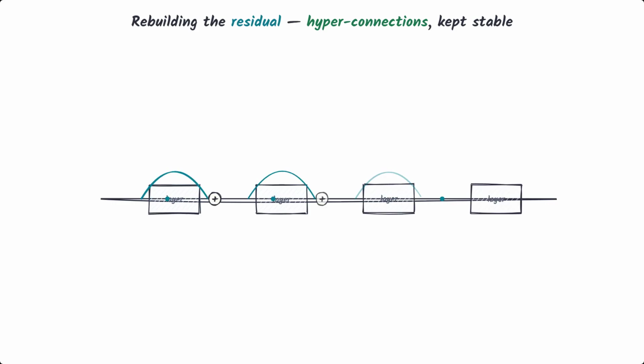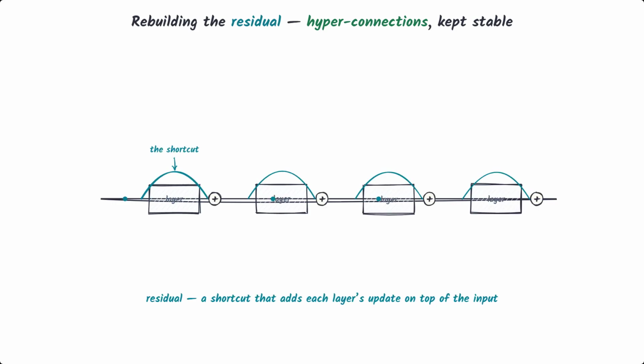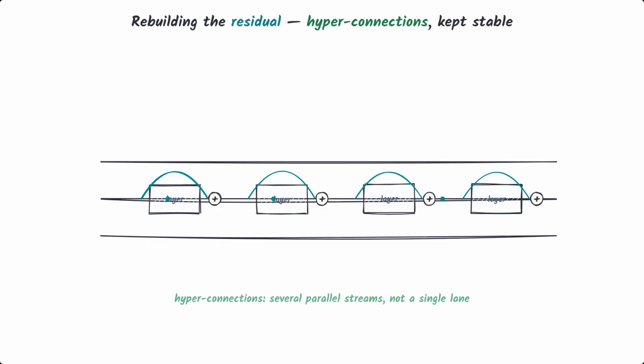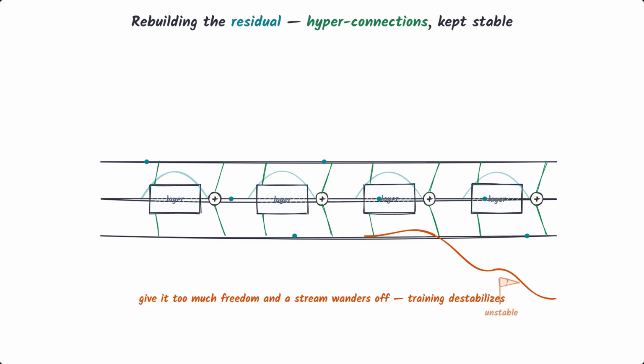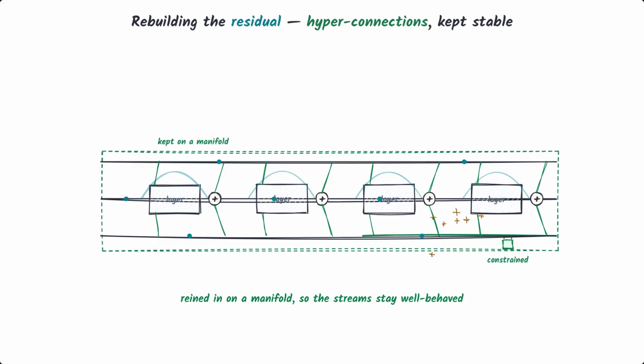The second upgrade is quieter, but clever. It rebuilds the residual connection. Every deep network leans on residuals, the little shortcut that lets a layer add its update on top of the input, so signals and gradients flow cleanly through hundreds of layers. V4 replaces that single shortcut with hyperconnections. Instead of one stream running through the network, several parallel streams, with the layers learning how to mix between them, a richer set of highways for information than a single lane. The catch with giving a network that much freedom is that it can wander off and destabilize training. So they keep the mixing manifold constrained, mathematically reined in, so the streams stay well-behaved. Stronger information flow, without the instability that usually comes with it.